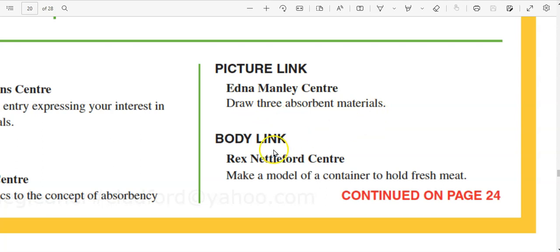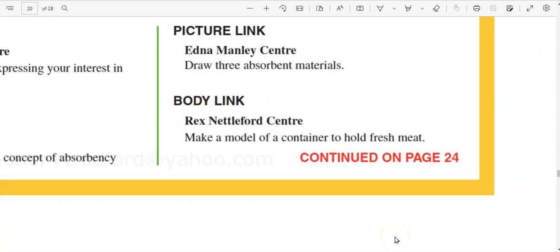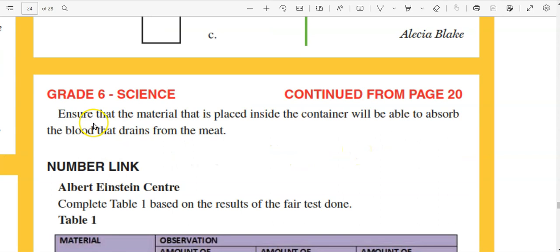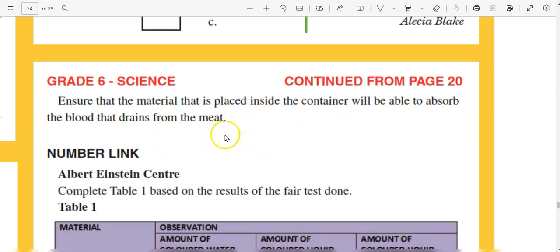Body link, Rex Nettleford Center. Make a model of a container to hold fresh meat. And of course, you can include the absorbent food pad that will soak up any of the blood that may come from the meat as it is being stored or transported. And this is to ensure that the material that is placed inside the container will be able to absorb the blood that is drained from the meat, as was said before.